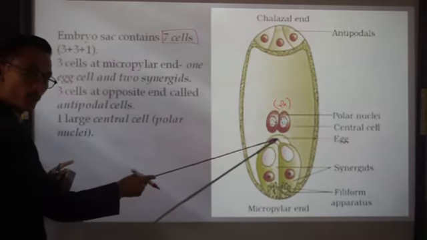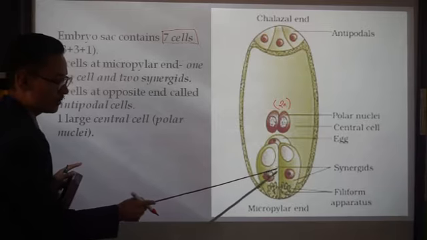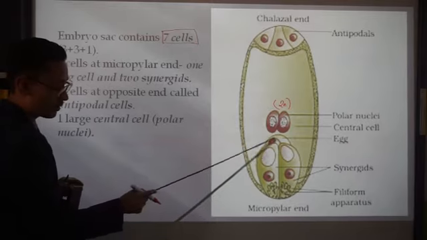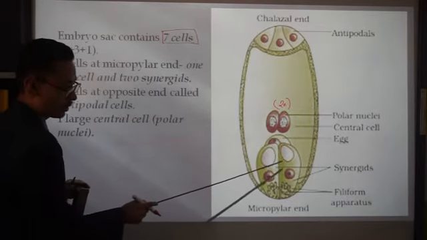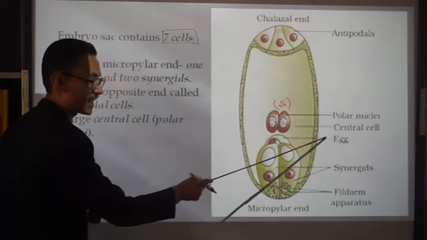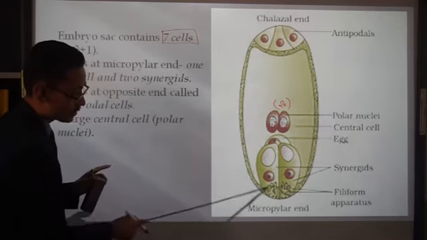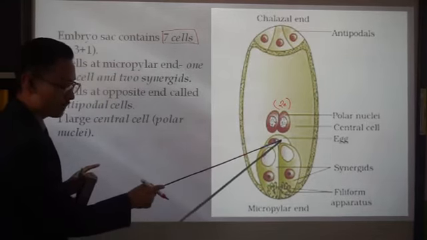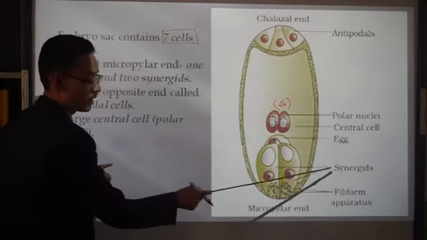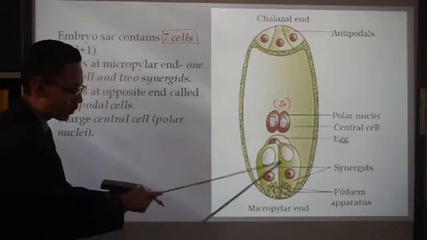So, in the micropylar end, we are finding 3 cells. Out of the 3 cells, 2 cells will be known as synergids, and 1 cell will be known as the egg cell, the female gamete. The 2 synergids will help in guiding the pollen grains inside the embryo sac.